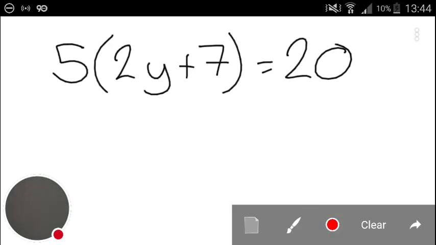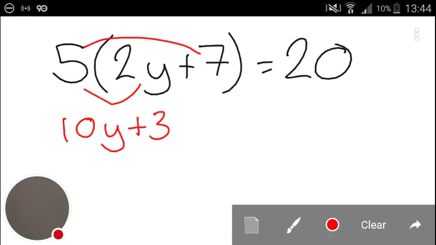Let's have a look at solving this. So, our last topic that we discussed was expanding brackets. Now, expanding brackets means that we have to use what I call the crab claw. So, I do 5 times 2y, which gives me 10y. 5 times 7 gives me 35. Equals 20.